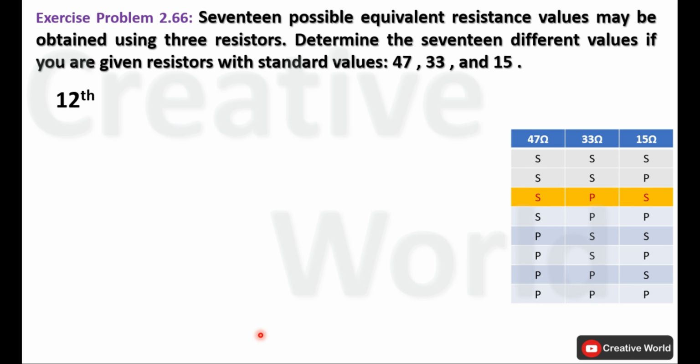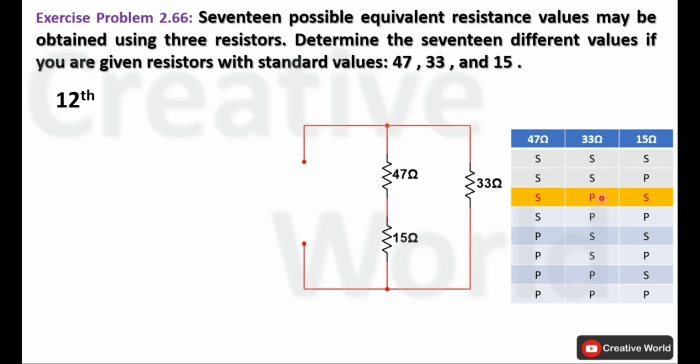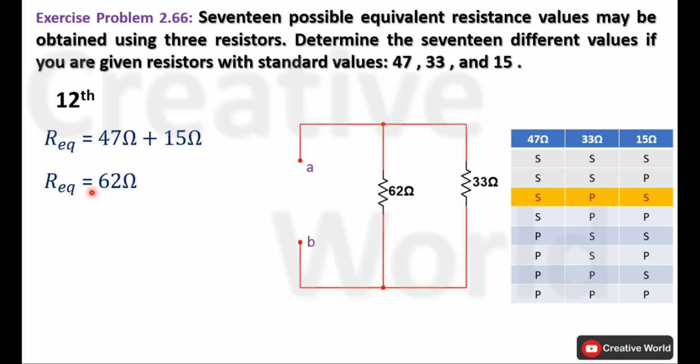Move to next configuration. In this configuration, 47 ohm resistance and 15 ohm resistance are connected in series and both are connected parallel to 33 ohm resistance. Circuit diagram of this configuration is provided here. Again we will calculate their equivalent resistance. First of all, the sum of these two resistances will be calculated because both are connected in series connection, and these resistances will be replaced with their equivalent resistance having the value of 62 ohm.